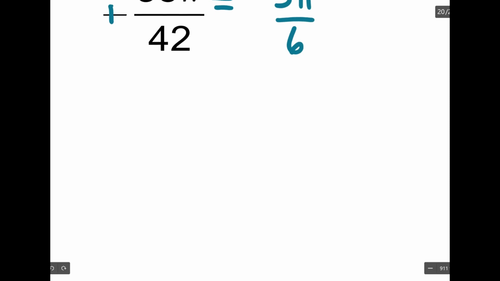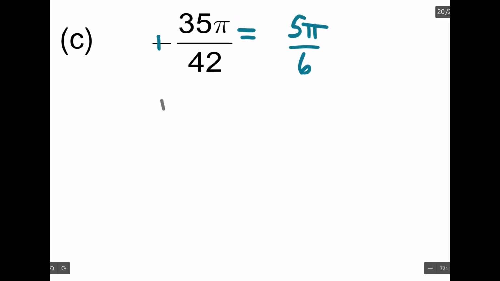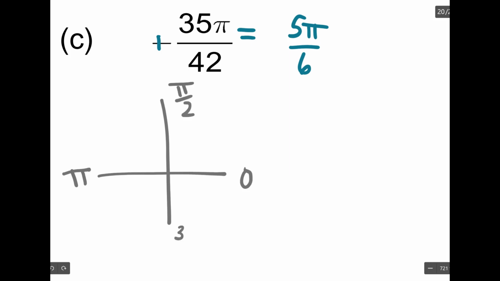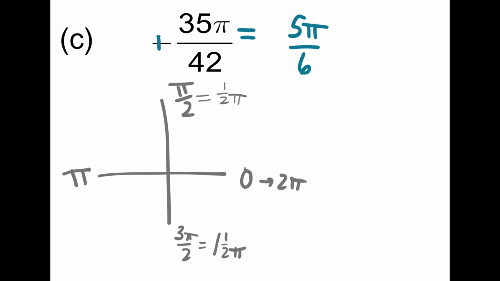Let's see. How do I do this? 0 pi. Halfway is pi over 2. And this is also 2 pi. This is 3 pi over 2, aka known as 1 and 1/2 pi. I don't know if this makes it easier writing it this way, but visually, I'm trying to break this up. So 5 pi over 6.